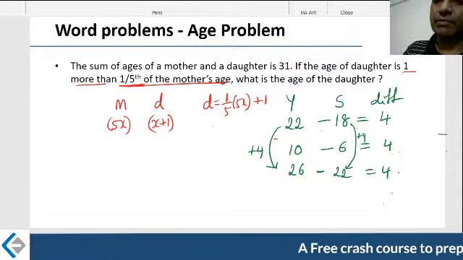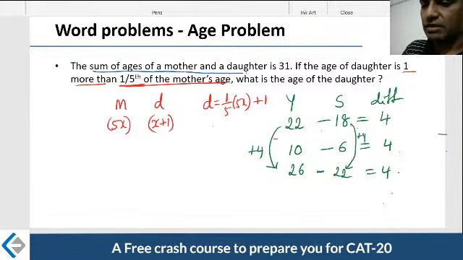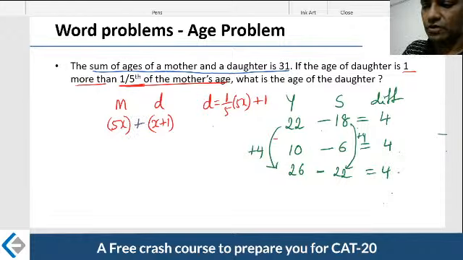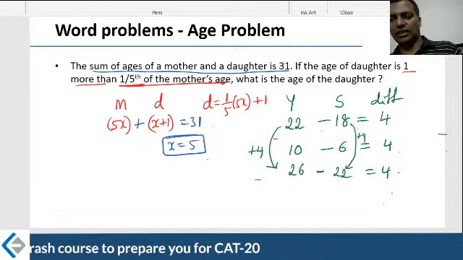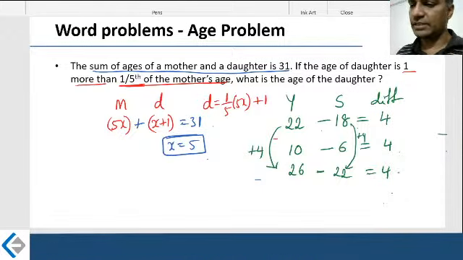Now, if you go to the first statement, pretty simple one. The sum of the ages of mother and daughter is 31. Fine. So sum is 31. Therefore, 6x is equal to 30. When you solve this, you get x as nothing but 5. 6x is 30, so therefore x is nothing but 5.